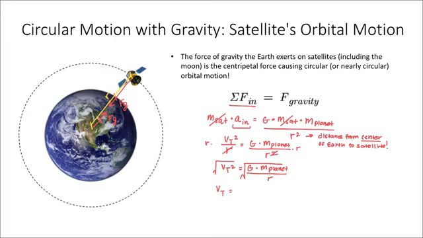And if I were to take the square root of both sides to solve for the tangential velocity, then I would say the tangential velocity of the satellite is equal to the square root of big G times the mass of that planet, or celestial body, divided by r, which again is that distance from the center to the satellite.